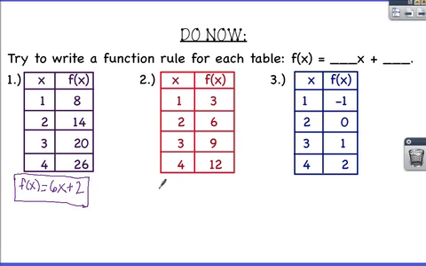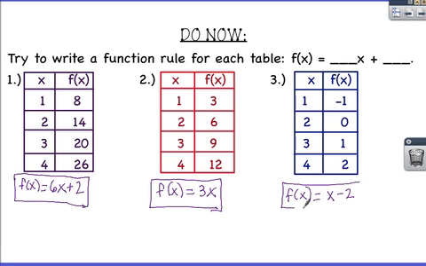Number 2, you should have found that f of x equals 3x. When I input 1, 3 times 1 is 3. Input a 2, you get 6. Input 3 to get 9, and input 4 to get 12. And finally, for number 3, you should get that f of x equals x minus 2. If you substitute, 1 minus 2 gives negative 1, 2 minus 2 gives 0, 3 minus 2 gives 1, and 4 minus 2 gives 2.